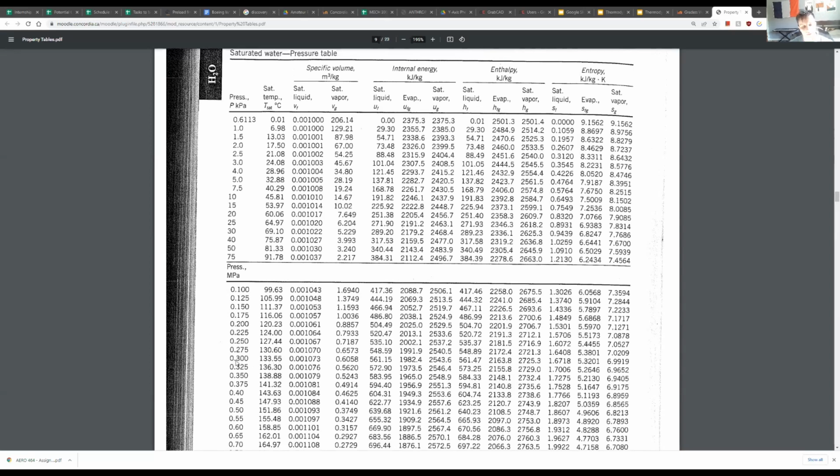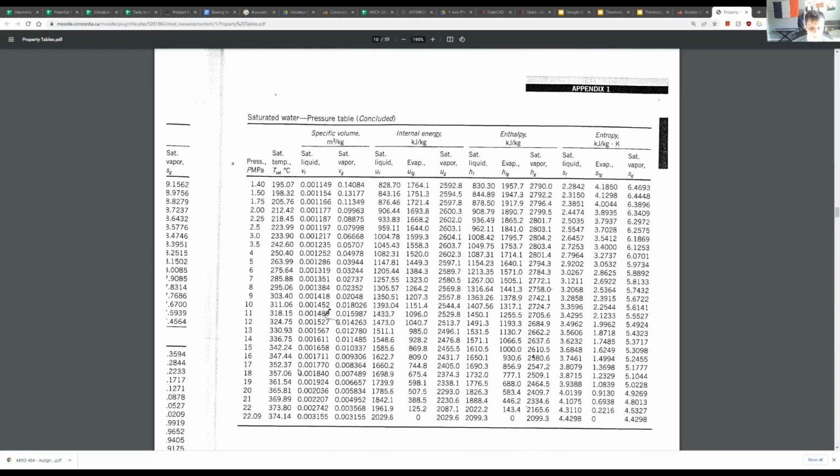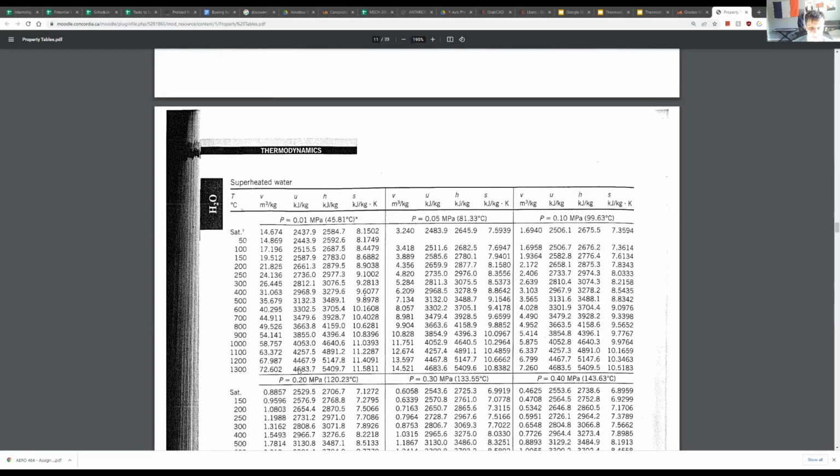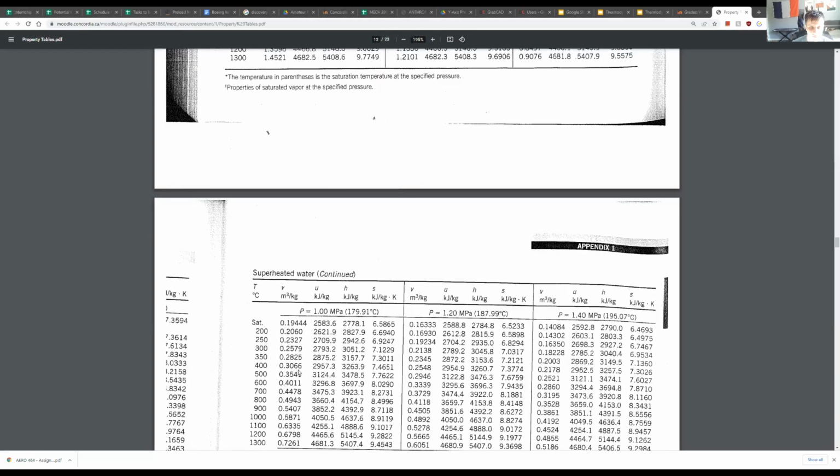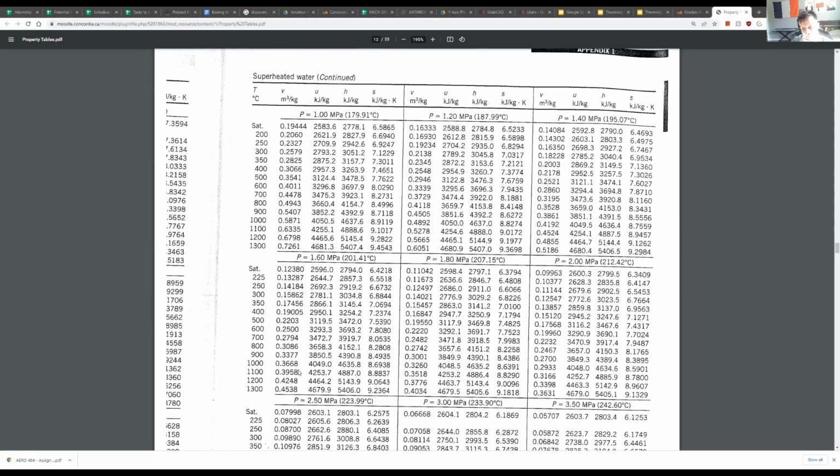Now, if you have a pressure of 0.3 megapascal and a temperature of 150 Celsius, and it's not equal to this temperature that's here, then you directly know that you are not in the mixture phase. You would either be in the compressed liquid phase or this superheated vapor phase.